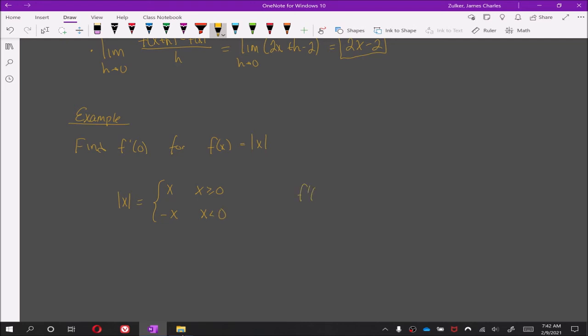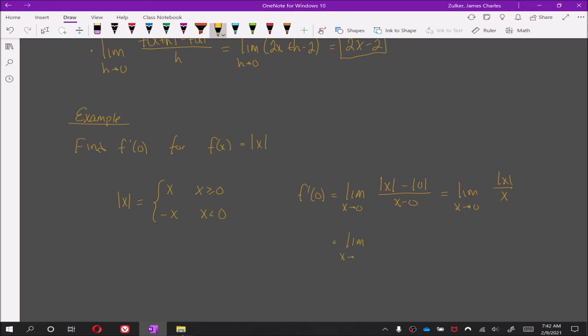So f prime of 0 would be the limit as x approaches 0 of f of x minus f of 0 all over x minus 0. This will leave us with the limit as x approaches 0 of absolute value of x over x. To evaluate this properly, we need to take the one-sided limits.